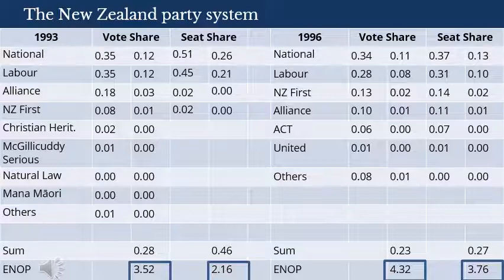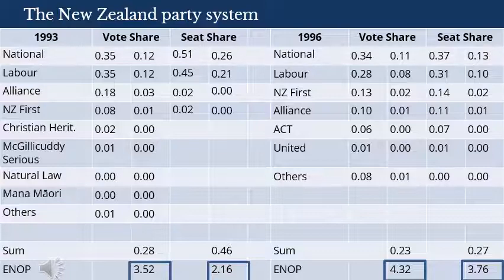The first thing we do is square each of these values, and that gives us the result in the long box or the rectangle. Then we add them all together, and you can see the result of that in the column, in the row with sum. And then we divide 1 by that number, and that gives us the effective number of parties.